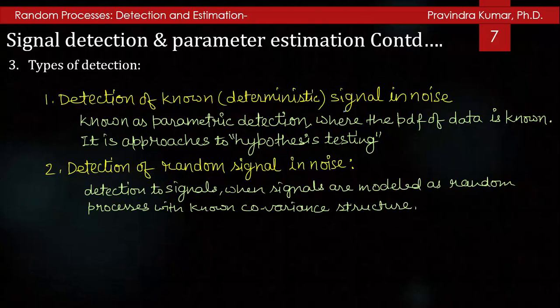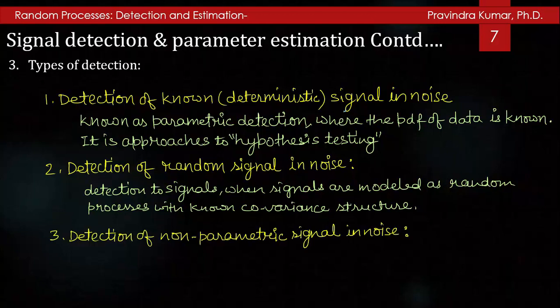The detection of signals when the signals are modeled as a random process with known covariance structure. So here the signal which is to be detected has some parameters which are unknown and they are modeled as random in nature. So this type of detection is known as the detection of a random signal in noise.